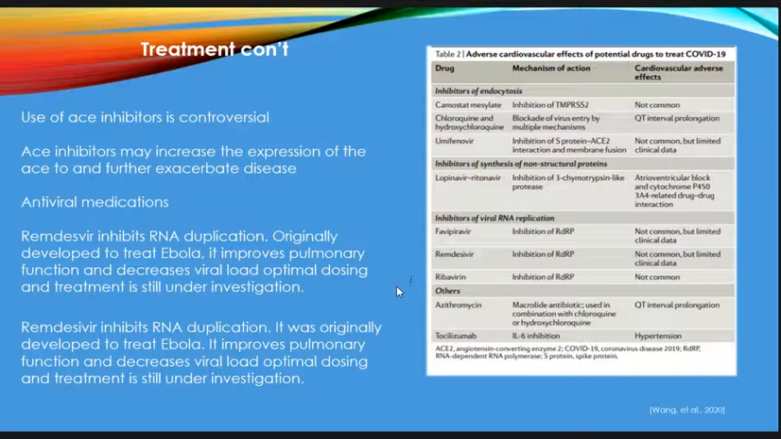Remdesivir inhibits RNA duplication. It was originally developed to treat Ebola. It improves pulmonary function and decreases the viral load. Optimal dosing, though, is still under investigation. The optimal dose for remdesivir is variable depending on the patient's condition, and certainly if you have acute kidney injury, the dose has to be lower. So there may not be as good of an effect with remdesivir because we can't get the right dosing because of the kidney injury that's happening.